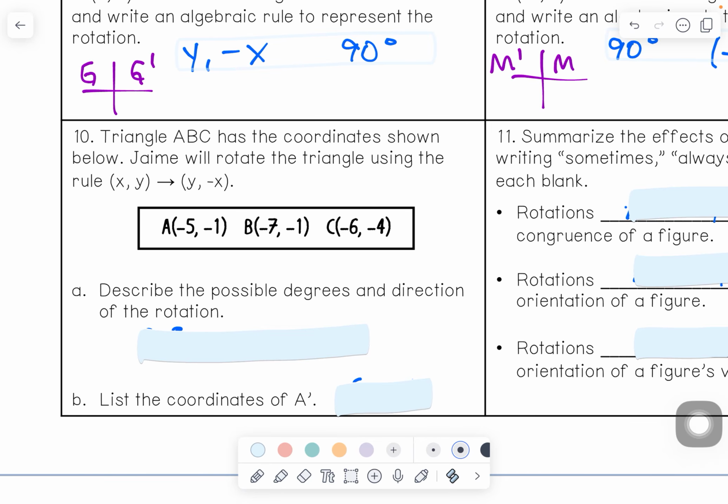The only exception would be if you rotate it 360 degrees, it would be the exact same. But in all other cases, the orientation changes. And then rotations will never change the order of their vertices. We're not reflecting or changing the order in which the vertices are listed. We're just rotating it around the point.